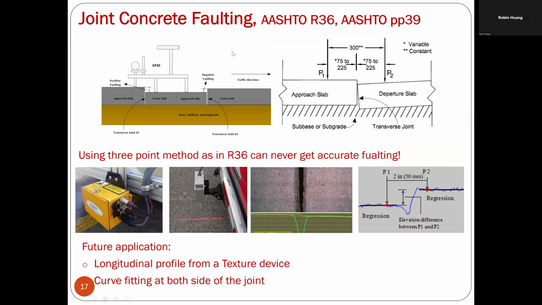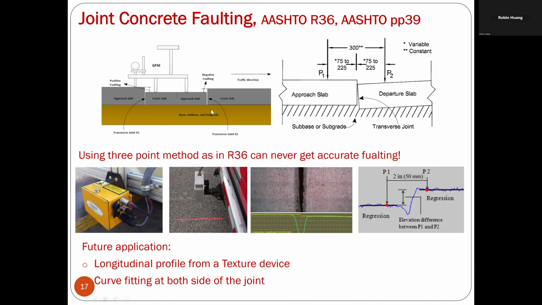Then there is joint concrete faulting. This data indicates that on the concrete surface there is an elevation change between two slabs, like the picture shows here. Now the federal government requires the states to do data collection, including faulting. So in the last few years, people started to develop different faulting measurement instruments.